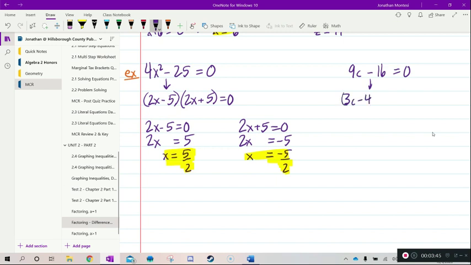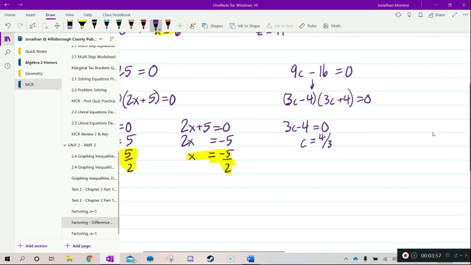3c minus 4, 3c plus 4. So when I set them both equal to 0, I know c is going to be add 4 divided by 3, positive 4/3.